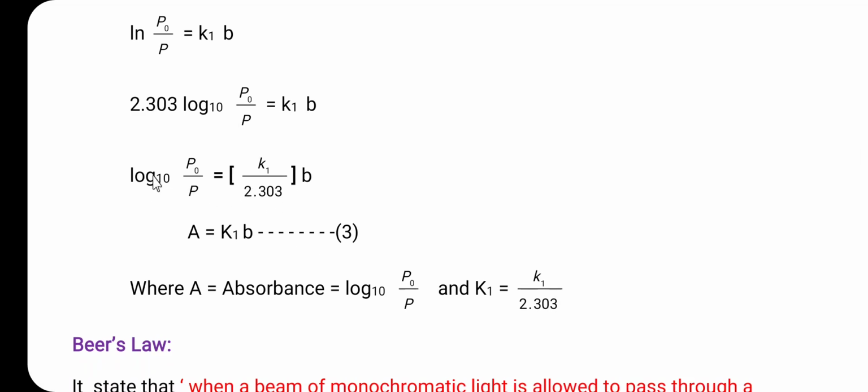Here, friends, log of P0 by P is the definition of the absorbance, so instead of log of P0 by P, we are going to substitute capital A, that is the absorbance. K1 is a constant, and 2.303 is also a constant. So, K1 upon 2.303 is another constant, and it is denoted by the symbol capital K1 into B. This is equation number 3. This is the first law, that is why we use the 1. So, A is equal to K1 into B, equation 3, where A is the absorbance and capital K1 is equal to small k1 divided by 2.303. Friends, this is about Lambert's law.